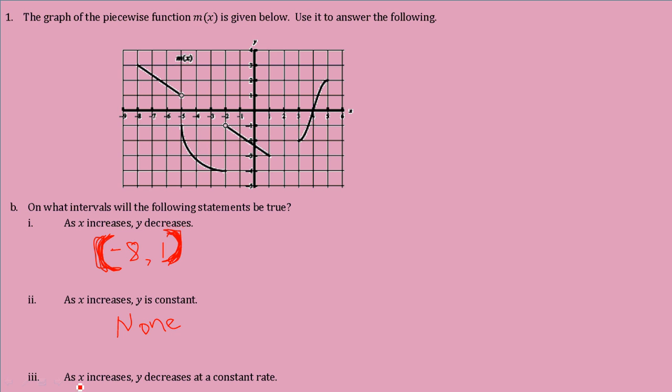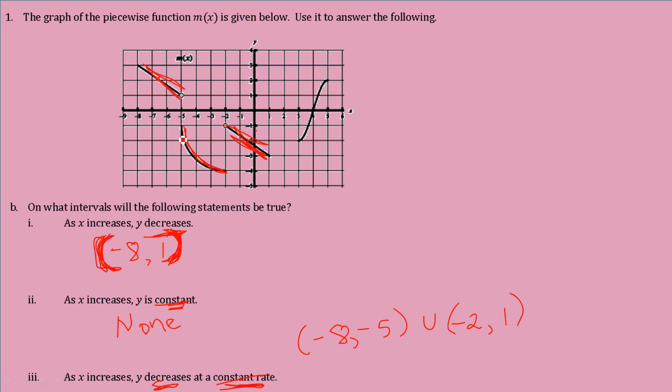Okay? The last one: as x increases, so as we go to the right, y is decreasing at a constant rate. This is distinct from these 2 questions. It is asking where it's decreasing, and there is that word constant, but it's not the same as either of these 2 questions. If you look at the 3 sections that we have decreasing, this one and this one, these 2 are decreasing at a constant rate. So we would have -8 to -5, or from -2 to 1. So that's decreasing. This one, though, is not decreasing at a constant rate. It is decreasing, but it's not constant.